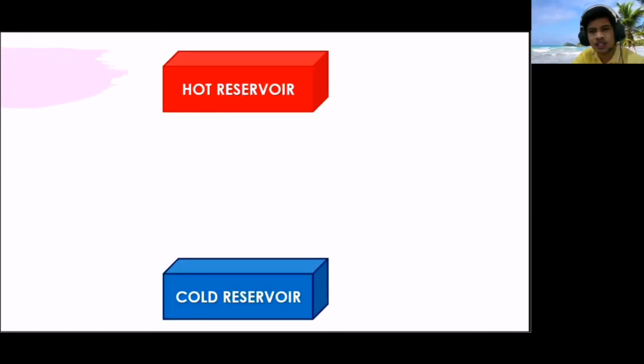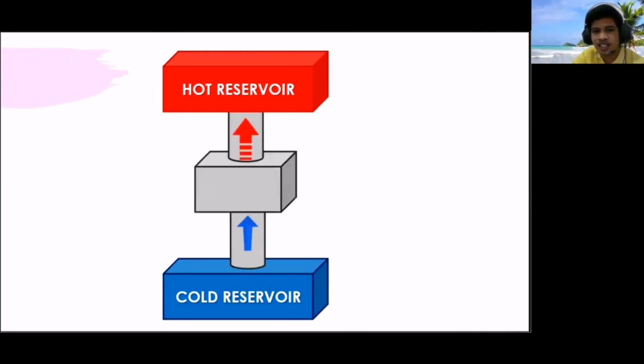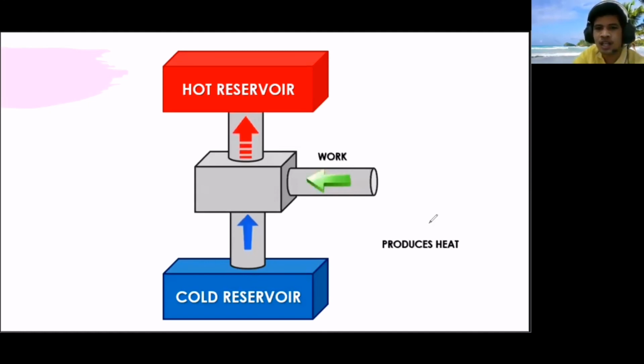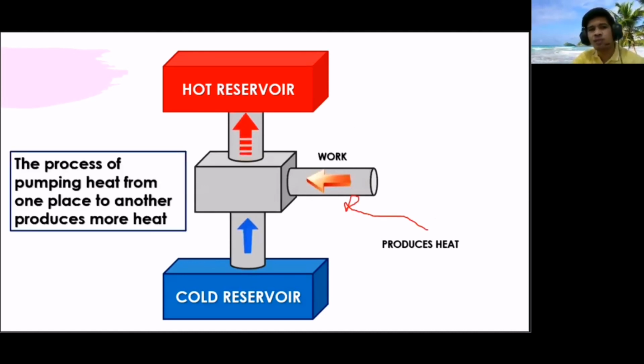There's a cold reservoir and then the hot reservoir. What happens is that it will pump the heat from the inside to the hot reservoir. But in order to do that, according to the second law of thermodynamics, work is needed. And in the process of doing work, it produces heat. So the process of pumping heat from one place to another produces more heat.